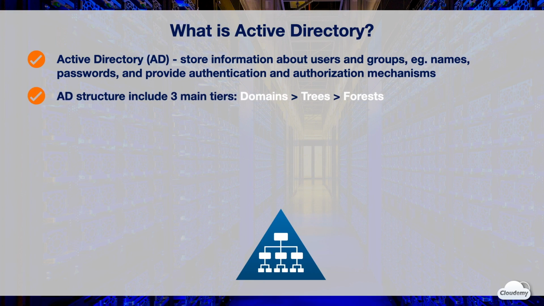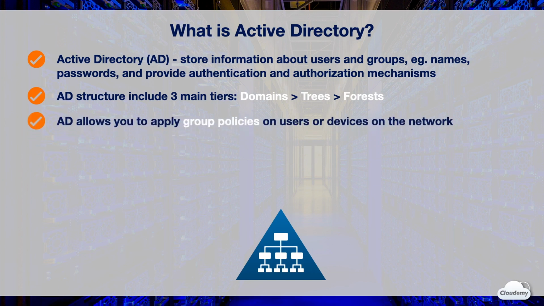They are domains, trees, and forests. Several network objects such as users or devices that use the same database may be grouped into a single domain. Multiple domains can be combined into a single group called a tree. Multiple trees may be grouped into a collection called a forest. A forest defines a single directory and represents a security boundary. Each one of these levels can be assigned specific access rights and communication privileges.